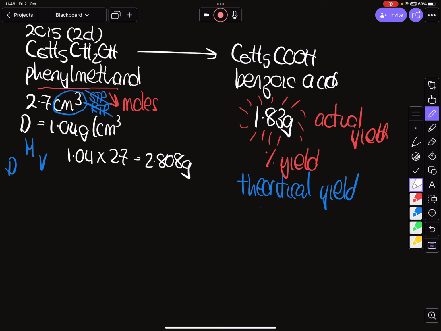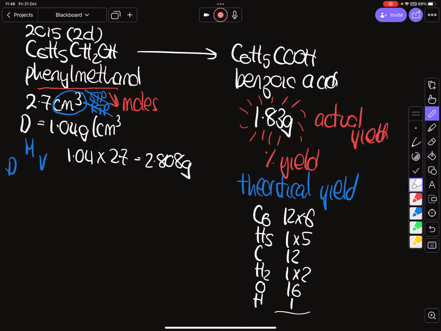So we now have our grams, and then now we need to find our molar mass. So C6H5CH2OH, so 12 by 6, 1 by 5, 12, 1 by 2, 16 plus 1. When I add all that up together, I should be getting 108. So we're now taking our 2.808, dividing it by 108 to give us our moles, and when we do that, we get 0.026 moles. And again, we are not rounding, we're using this number all the way through.